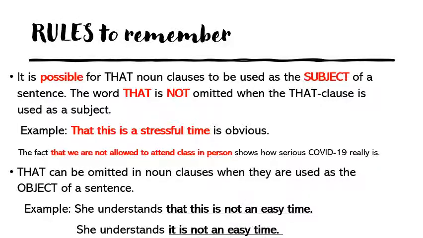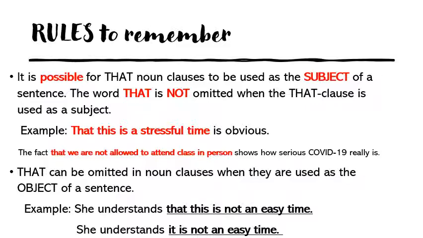Here are some things to remember about using that noun clauses. It is possible to use that noun clauses as the subject of a sentence. When this happens, that can never be omitted. It must be used. Look at the example. That this is a stressful time is obvious. In English, I could not say, this is a stressful time is obvious. That makes no sense.